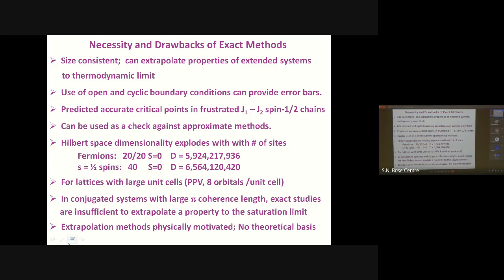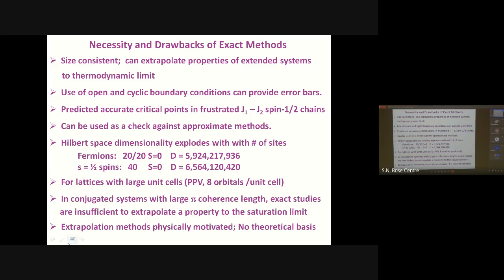It can be used as a check against approximate methods. So if you are doing DMRG and you want to see whether you have made a mistake in DMRG or not, then you can actually do these calculations and check. Of course, you can also do a non-interacting calculation with the DMRG and check. And like I already said, these are about the largest system sizes you can do.